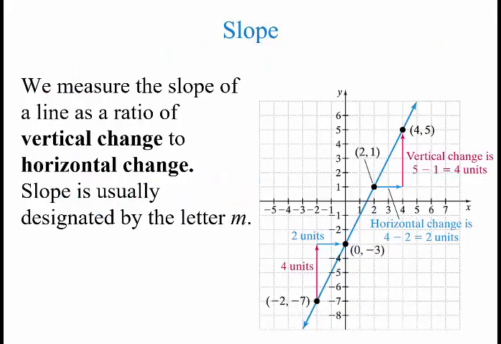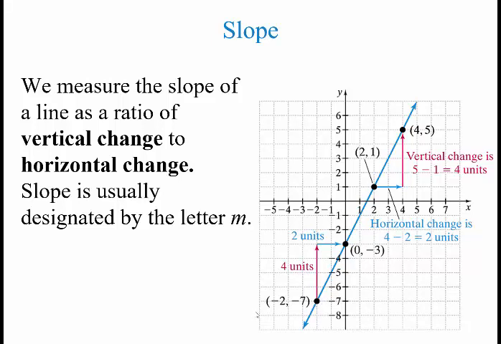All right, so the slope of a line. We measure the slope of a line as the ratio of vertical change to horizontal change. And usually slope is designated by the letter M. So what do I mean by vertical change and horizontal change? Take this point (2, 1) on this blue line, and this other point on the line (4, 5). If I go over 2 units and then up 4 units, up is the vertical, so you can think of that as the Y, and this is the X. I get to that point.